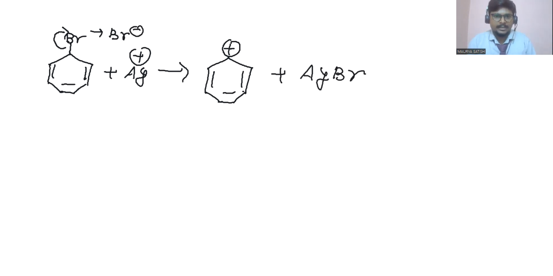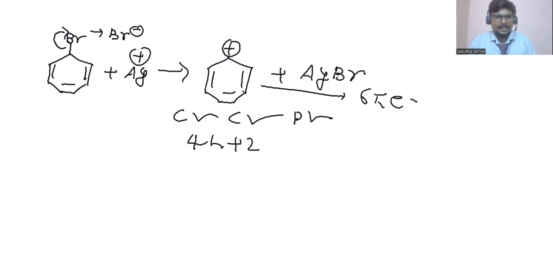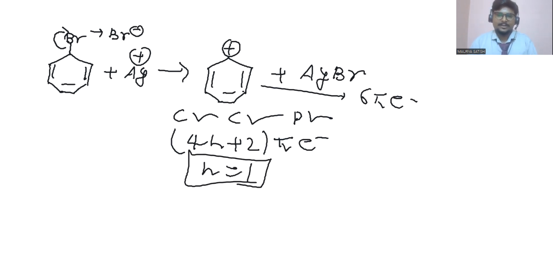If you check, it is cyclic, yes. Then conjugation, yes: pi, sigma, pi, sigma, pi, sigma. So it satisfies the whole ring, cyclic as well as conjugation. Planar is also. Look, there are 6 pi electrons, so it satisfies 4n plus 2 pi electrons if you put n equals to 1. So obviously it is also an aromatic compound.